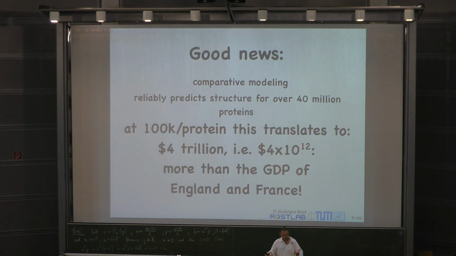And comparative modeling, in fact, at this point can do over 40 million models. So at 100,000 per protein, this translates to roughly $4 trillion. That's more than GDP of France and England. So that's an immense amount of money that you essentially save by computers. The only way you can do comparative modeling, given is a very simple algorithm, but still it needs a lot of CPU time, and there are a lot of details to be fixed here. And it's an immense way to sort of save money.